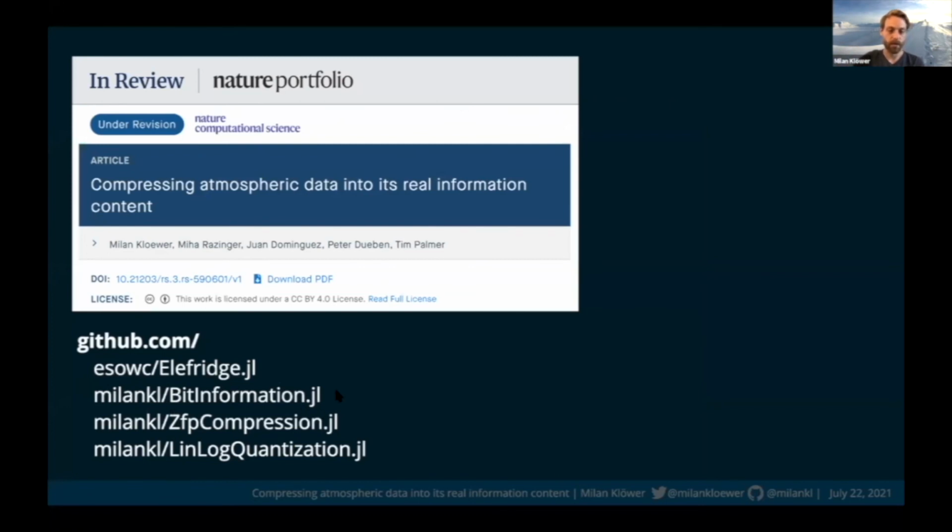So there's bitinformation.jl, which calculates the bit information as I've shown before. And then there are other things like ZFP compression, Linear quantization, and so on. They all contain more information about how we do this.